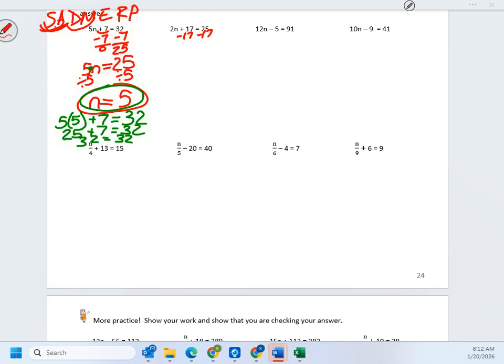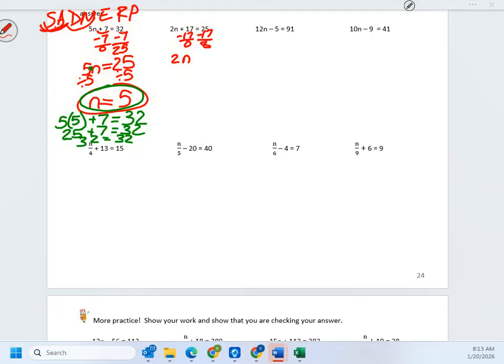I am going to subtract 17 from both sides because I was adding 17. I do the opposite on both sides. So now 17 minus 17 is 0. 25 minus 17 is 8. Now I'm going to rewrite my equation. I still have my 2n.